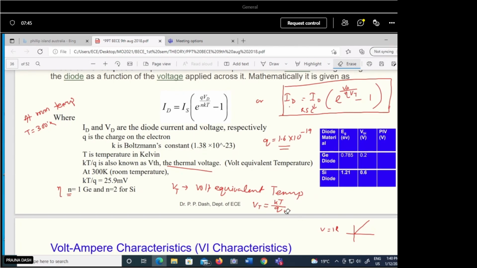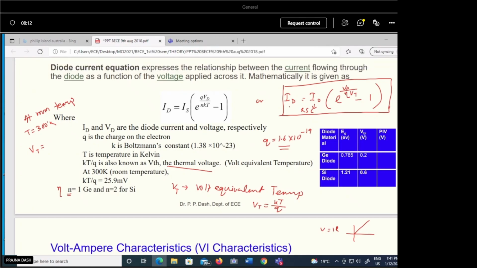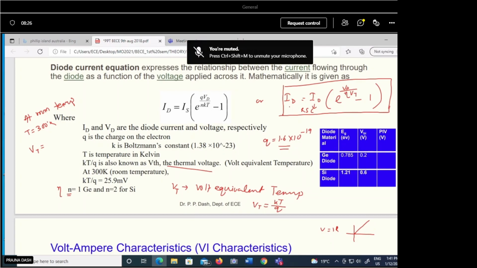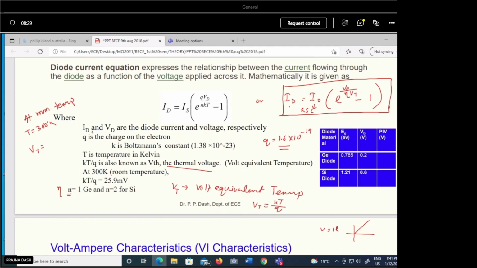This is kT by q. If you put in the Boltzmann constant, the charge of the electron, and the temperature of 300 Kelvin, the Vt value comes to around 26. Can you calculate this value, kT by q, putting in all these values? Usually Vt is approximately 26 millivolt.